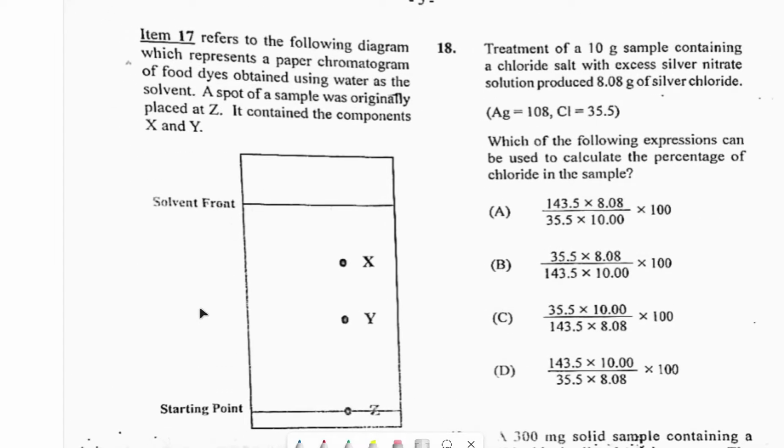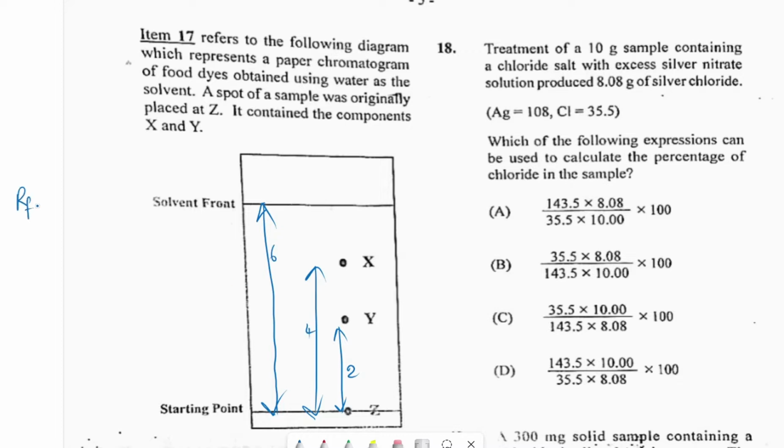Okay, here we go. Item 17 refers to the following diagram, which represents a paper chromatogram of food dyes obtained using water as the solvent. A spot of a sample was originally placed at Z, whichever one you say. It contained the components X and Y. X, Y, Z. I don't study this. Well, right now I know what the answer is, but how I usually would do it, I used to give them arbitrary numbers like 2, 4, and 6.